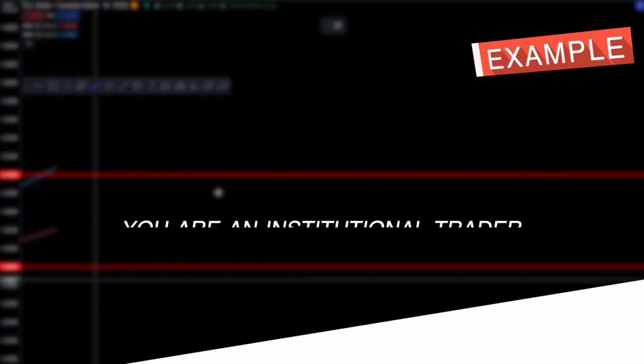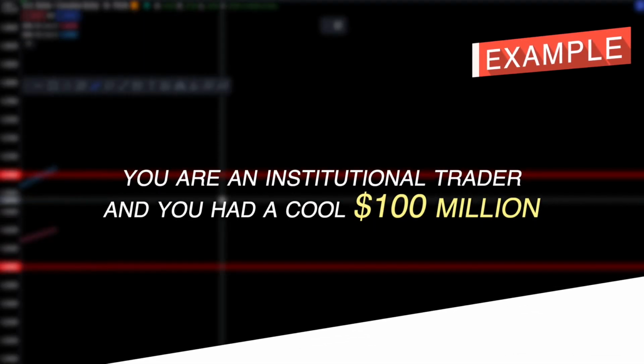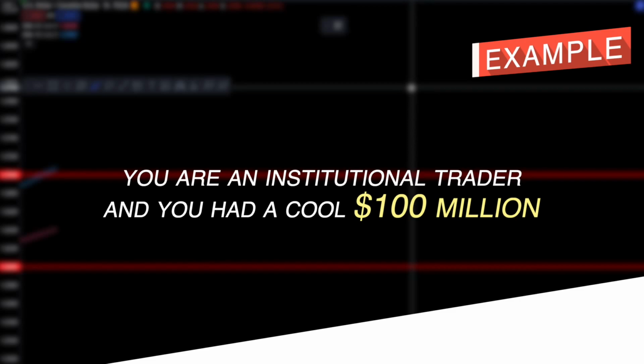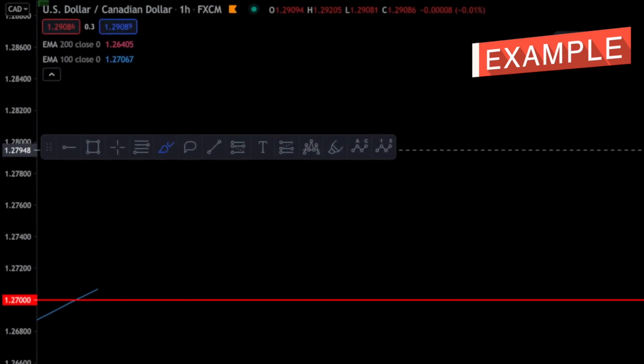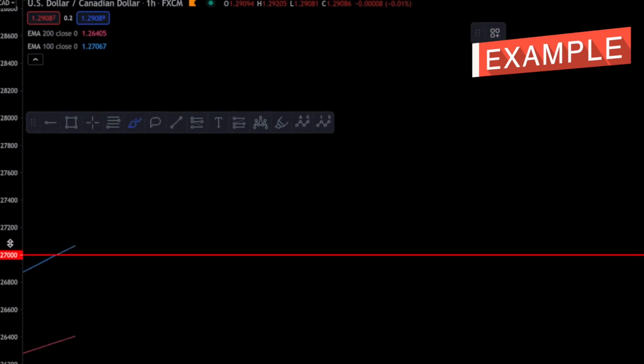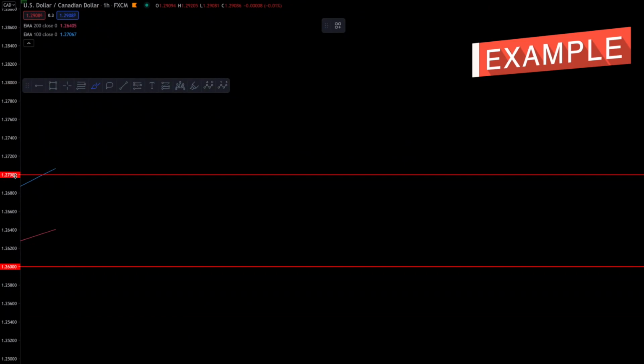Now let us try to understand what I meant more clearly, and also let us see things from an institutional trader's perspective. Suppose you are an institutional trader and you had a cool $100 million to trade, and you have to buy the USD CAD currency pair at a price range, let's say from 1.2700 to 1.2600. This is just for an example. So what will you do over here?